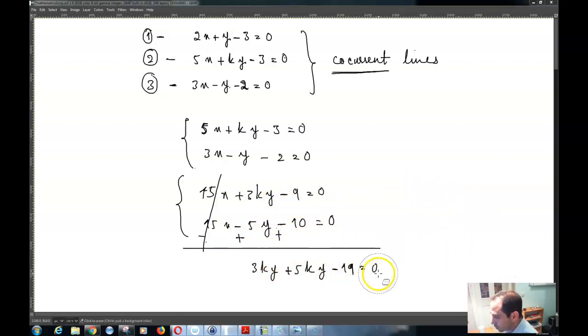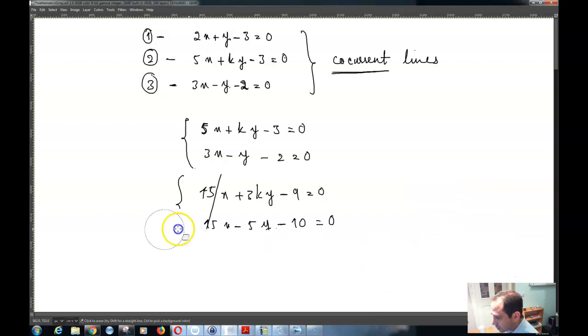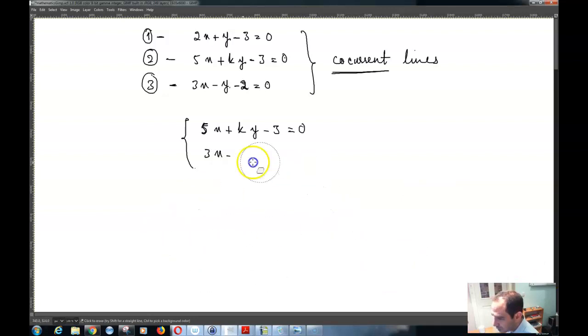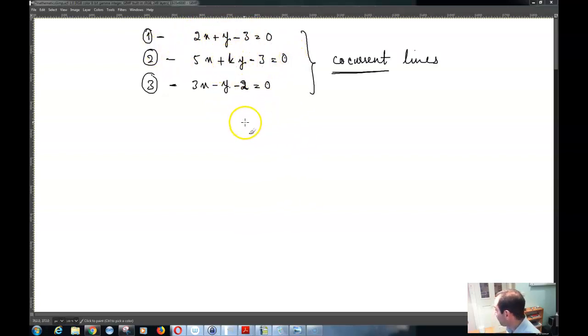So what I need to do is first find that point of intersection, and then once I know the point of intersection, x and y are known to me, and I can use them to find k over here. Now if you want to, you can take equations 1 and 3 over here and write them as 2x plus y minus 3 is equal to 0 and 3x minus y minus 2 is equal to 0.